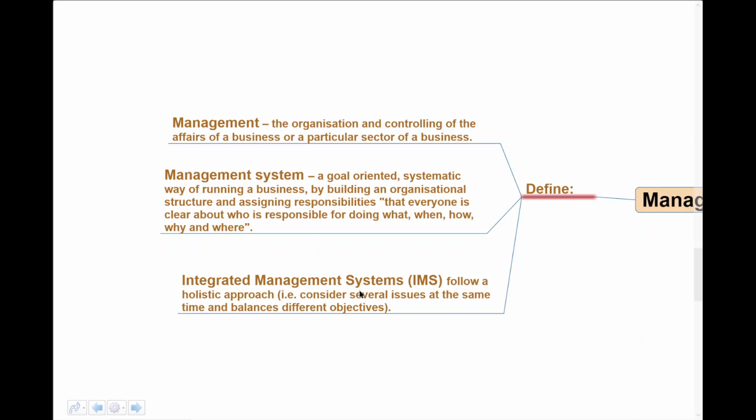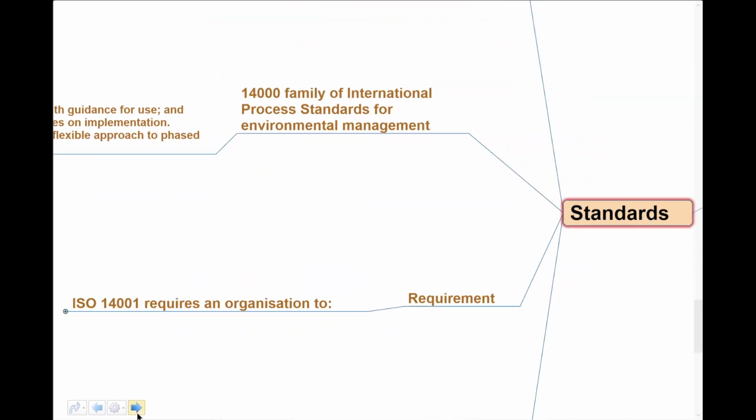And indeed, linked into that, when we talk about integrated management systems, even better. Because what this suggests is that an IMS, with a holistic approach across the board, is the best route forward. Because really what that does is consider all issues at the same time, trying to balance out different objectives. So in essence, we're talking about linking. Okay, standards.